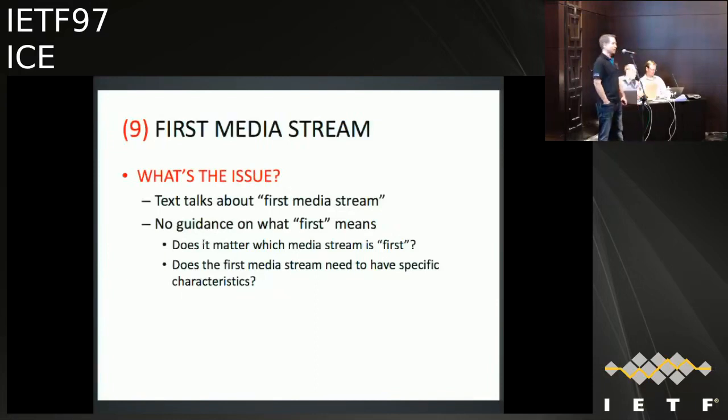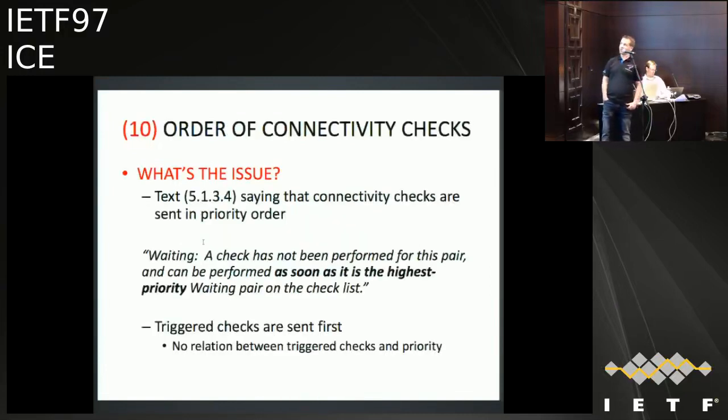Yeah, and then this is just a small check, but again, a question I got is the order of connectivity checks in the definition for waiting. The definition of waiting says that a check has not been performed for this pair, and then it can be performed as soon as it is the highest priority waiting pair on the checklist. But that's not really true, because you're always going to send triggered checks first, no matter what the priority is. At least I couldn't find any text saying that when you trigger checks, you suddenly raise the priority. I mean, the priority has been calculated before a pair is added to the triggered queue.